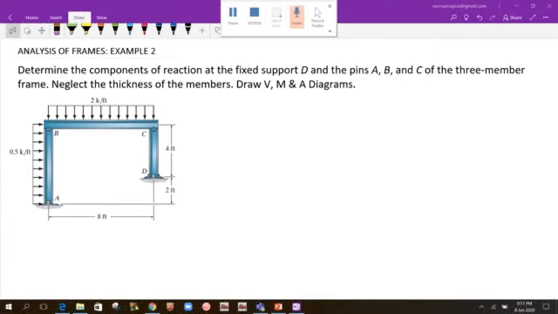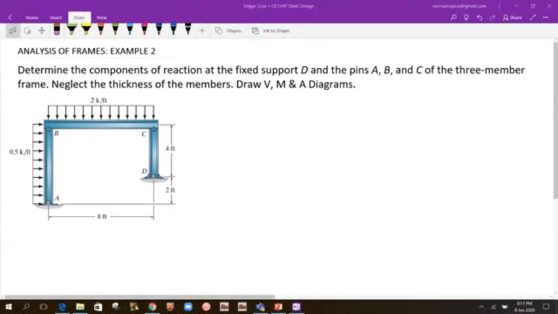Okay, so let us solve this problem, analysis of frames, example number 2. Determine the components of the reaction at the fixed support D, and the pins at A and C of this three-member frame. Neglect the thickness of the members. Draw the shear, moment, and axial diagrams as well.